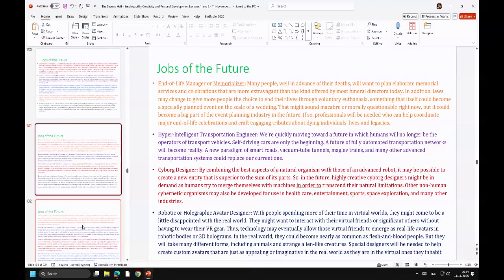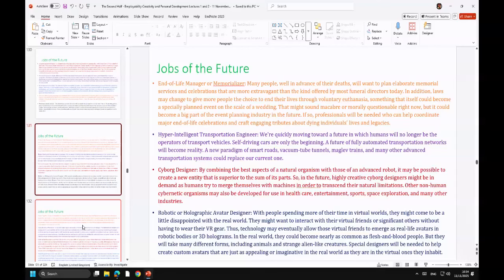End-of-life manager, memorizer. This is all about your social media, digital presence. Hyper-intelligent transportation engineers. Cyborg designers. How we merge with machines, and robots. Robotic holographic avatar designers. So which ones are closer to you?